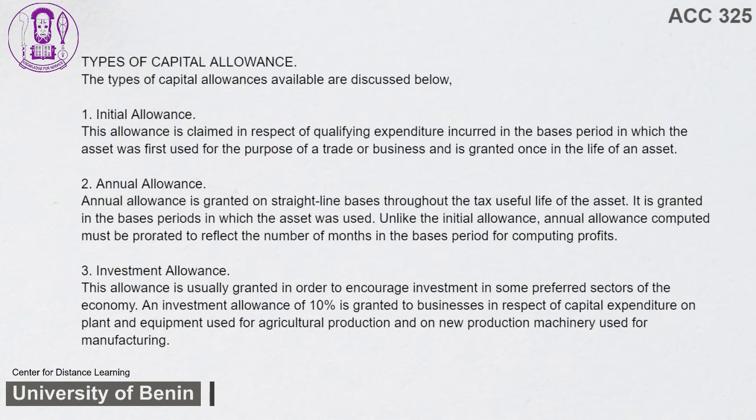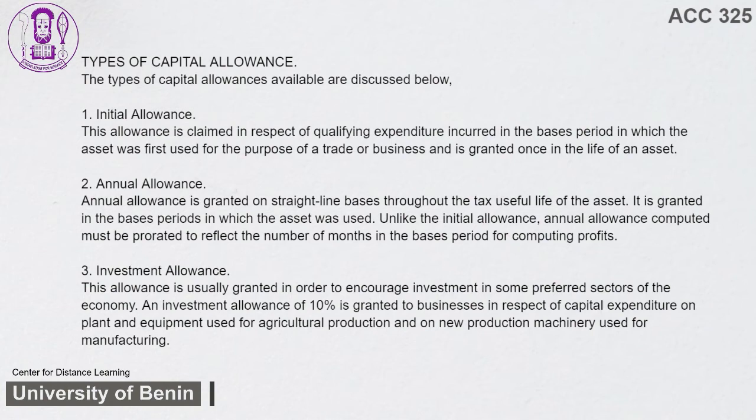2. Annual allowance. The annual allowance is granted on a straight-line basis throughout the tax useful life of the asset. It is granted in the basis periods in which the asset was used. Unlike the initial allowance, the annual allowance computed must be prorated to reflect the number of months in the basis period for computing profits.